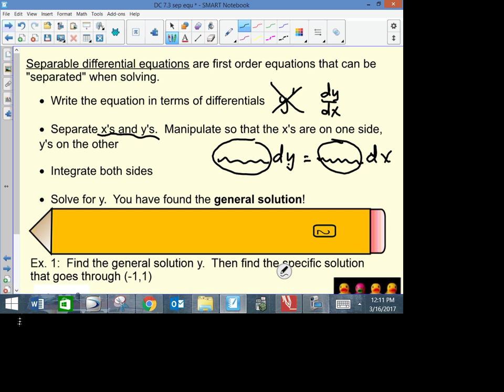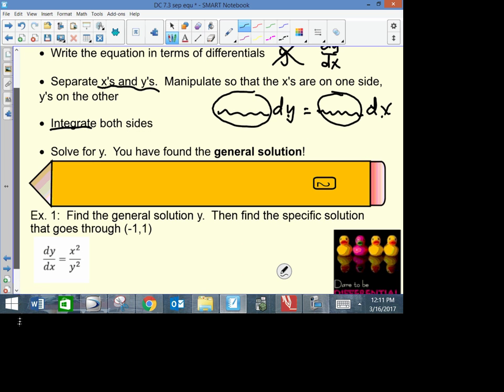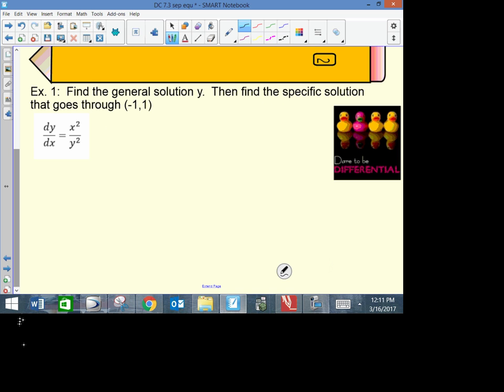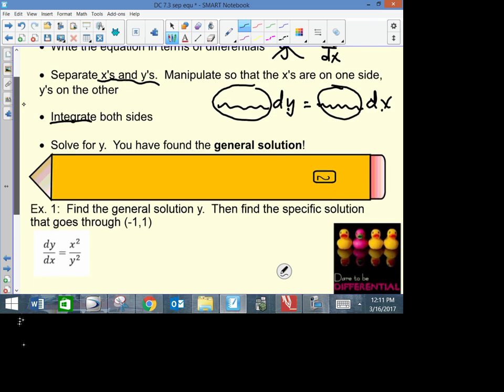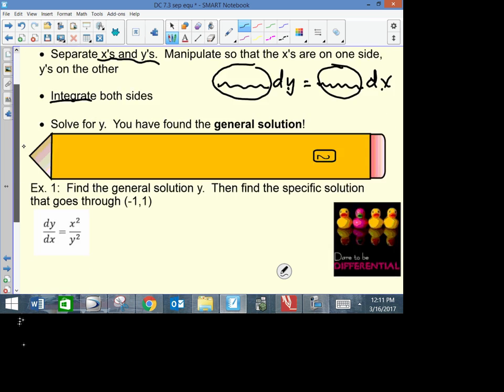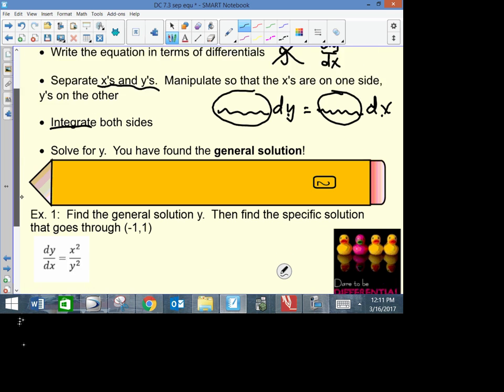Then, of course, you have a dy on one side, you're going to integrate that side. You have a dx, you're going to integrate that. Then you're going to have a general solution, and then you're going to find the specific solution. Okay. So here we go. Let's see. Write the equation in terms of differentials. Done. All right. Separate x's and y's.